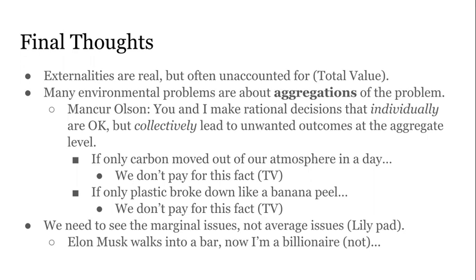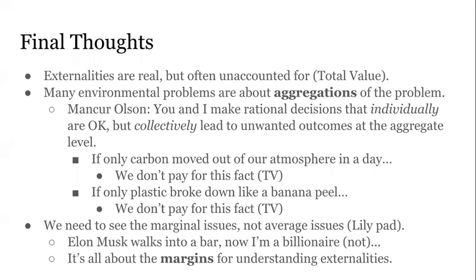That's just because Elon Musk happened to walk into the bar and move the needle significantly in terms of the average. It's one of the problems with using averages to determine whether there's a problem or not, or the effects of things. That's why we have to look at the margins. So it's all about the margins for understanding externalities. When we do marginal analysis, when we look at the effects of the next unit, we can better understand environmental issues fundamentally.